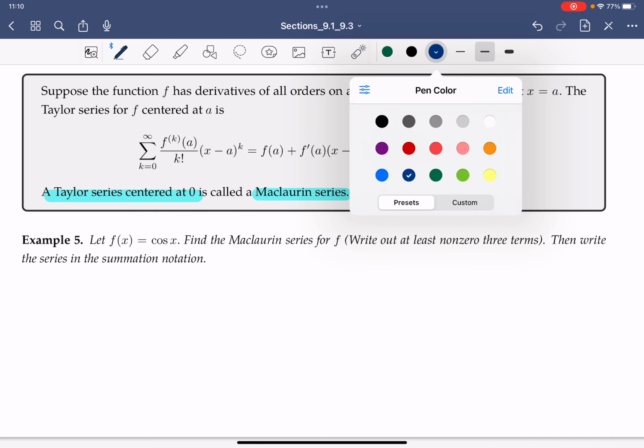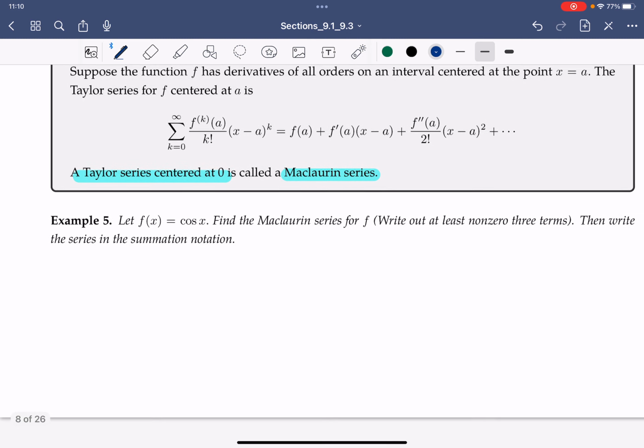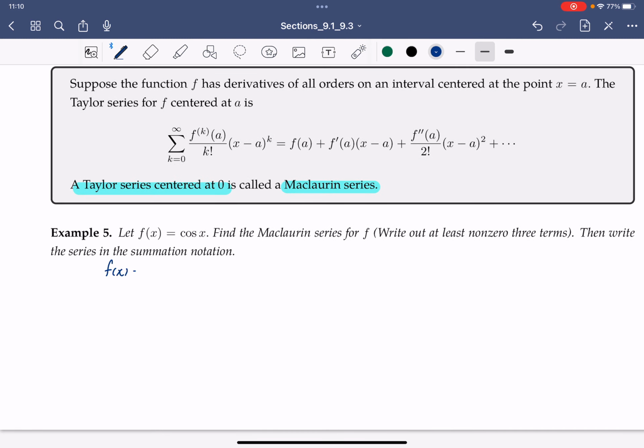Okay, so first of all, we start from f of x equal to cosine x. You differentiate 1 time, so differentiating cos, you get negative sine, right? And then you differentiate sine, you get cos.